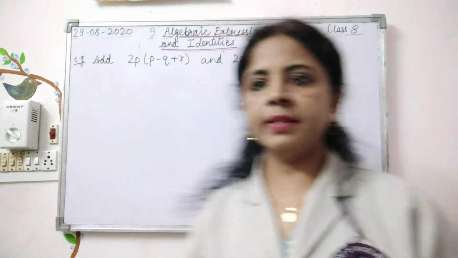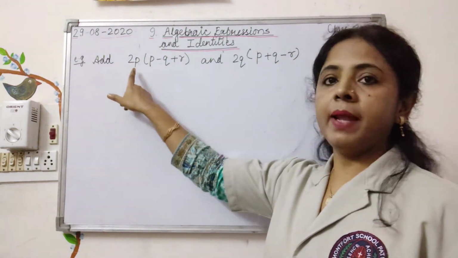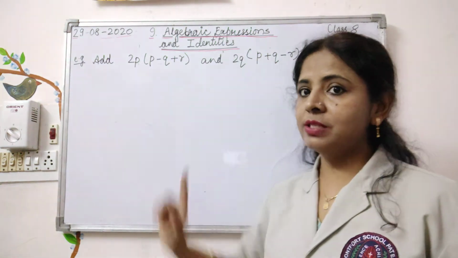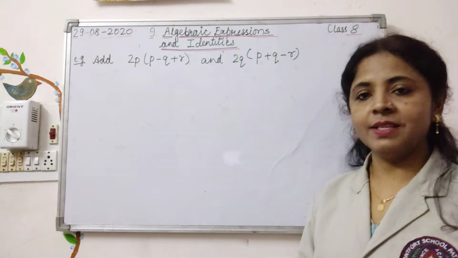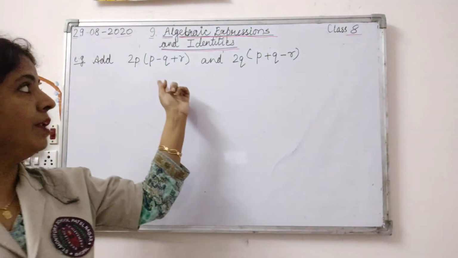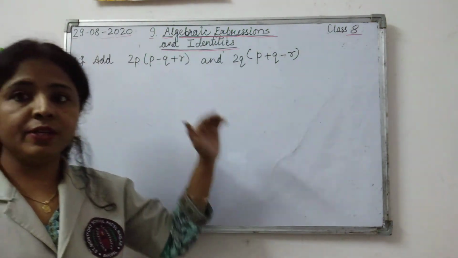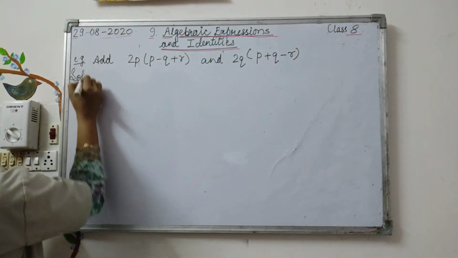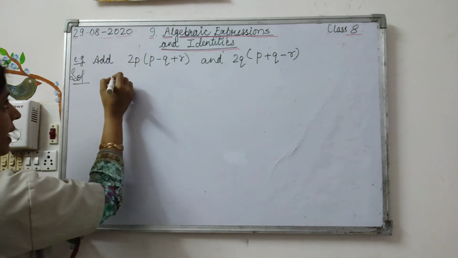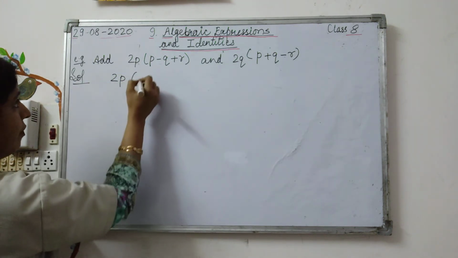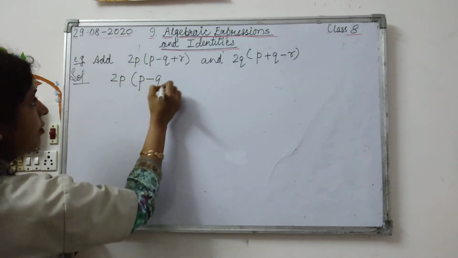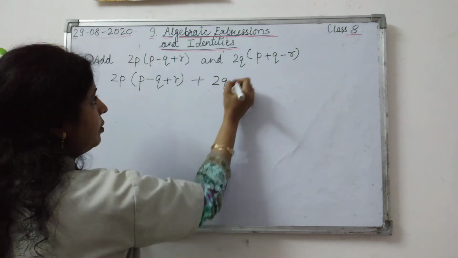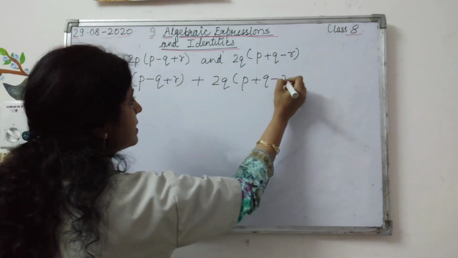Now here is another example in which we are multiplying a monomial by a trinomial, and a monomial by a trinomial. So how we are going to perform the steps? See here, we have to first simplify and then perform the operation of addition, as we have to add these two expressions. So how we are going to solve step by step? First we will write the multiplication of a monomial by this trinomial, plus, as we are adding, 2q times p plus q minus r.